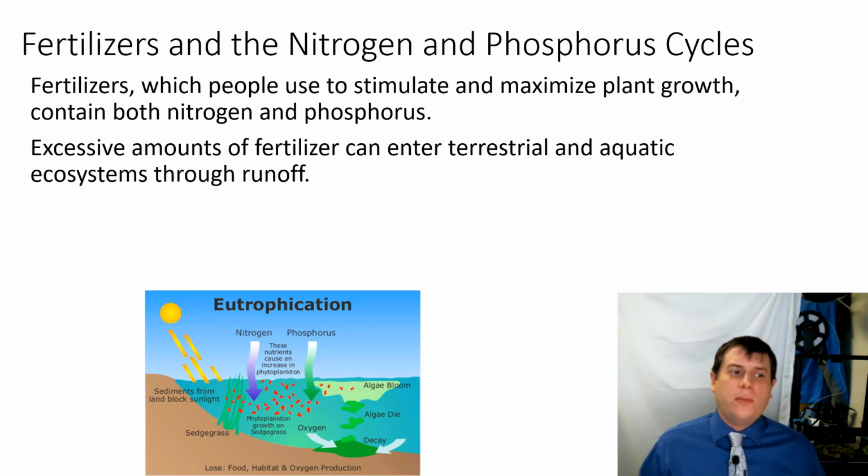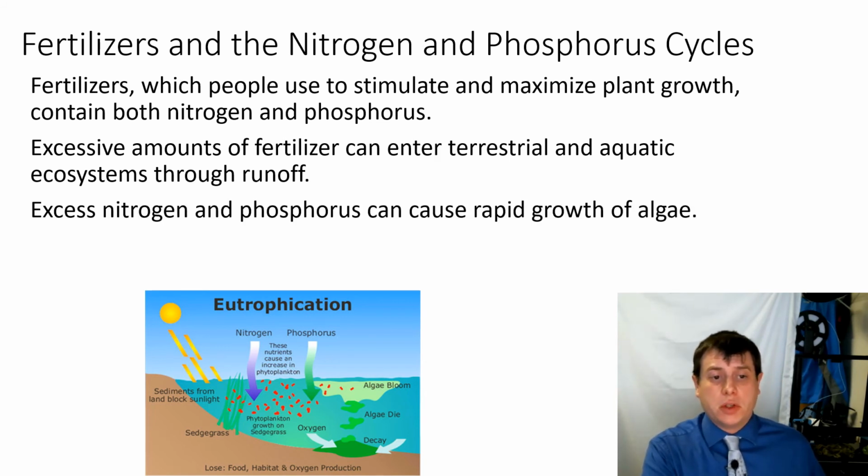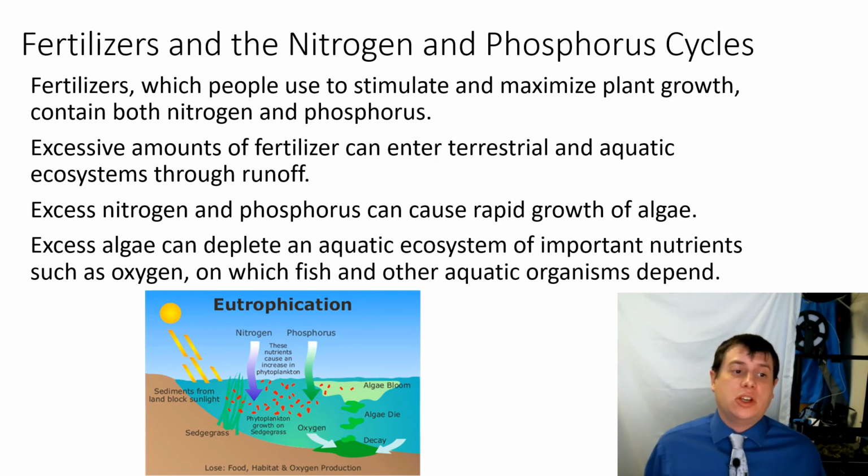The thing is, though, excessive amounts of fertilizer can enter the terrestrial and aquatic ecosystems through runoff. Because plants also need water, and we overwater the crops to make sure the plants get all that water, that extra water runs off the surface, and it will carry with it some of this fertilizer, which will then enter waterways like rivers and streams. Excess nitrogen and phosphorus will cause rapid growth of algae. And excess algae can actually deplete aquatic ecosystems of important nutrients, including oxygen, without which fish and other organisms are going to die. All right?